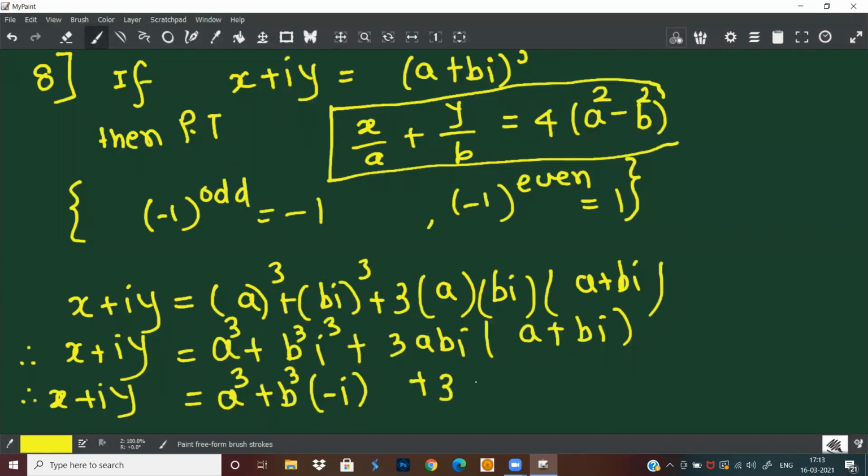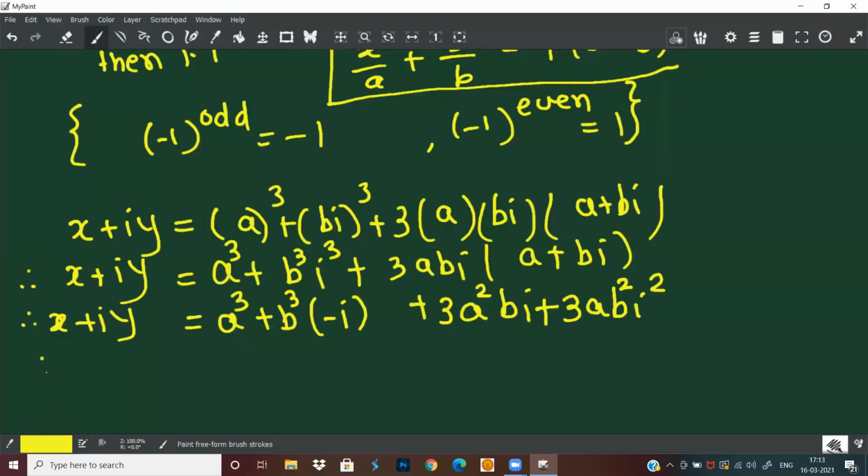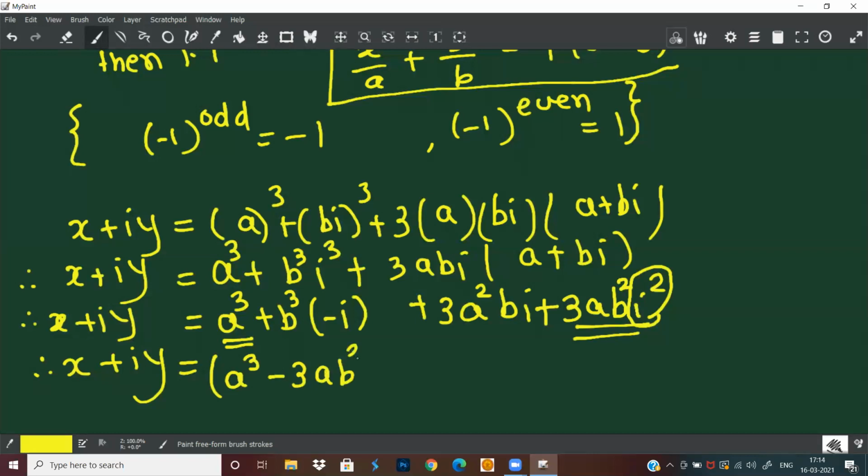इसका मल्टीप्लाई करो. 3a into a is 3a square bi. Plus into plus is plus. 3a, b into b is b square, i square. I'm showing you detail में एकदम. This is a term free of i, this is a term free of i, because i square is going to be -1. So ये change होगा. If you want, I can write one more step. a cube minus 3ab square. Minus sign किया क्योंकि i square is -1.